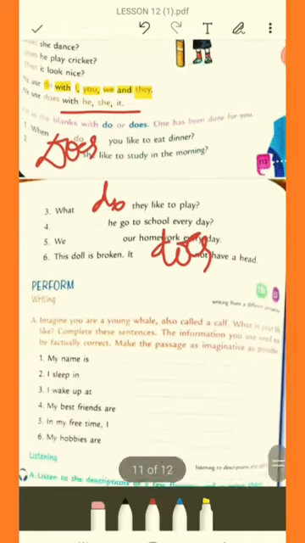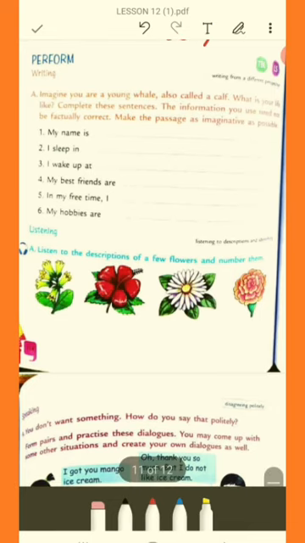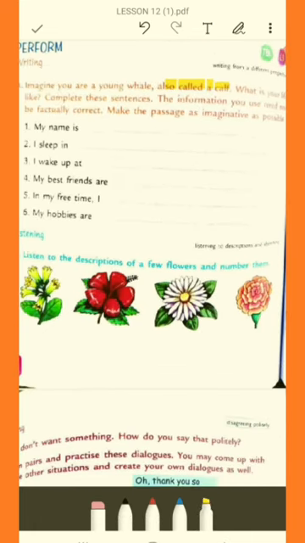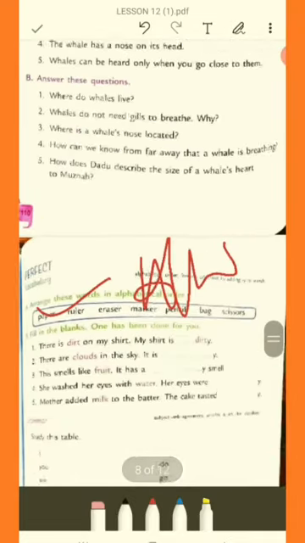Yeah, let's move ahead. There is a performance section. You are asked to imagine you are a young whale. Okay, a young whale is called a calf. Always remember, a baby whale is also called a calf. So, what is... sorry, we'll get back to that portion.